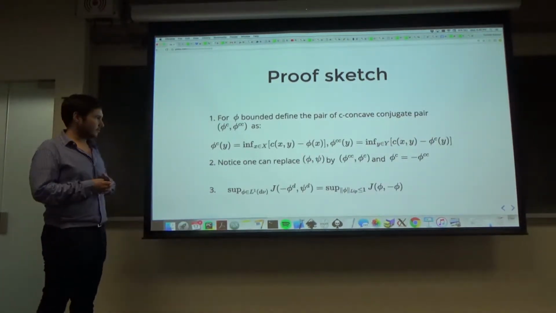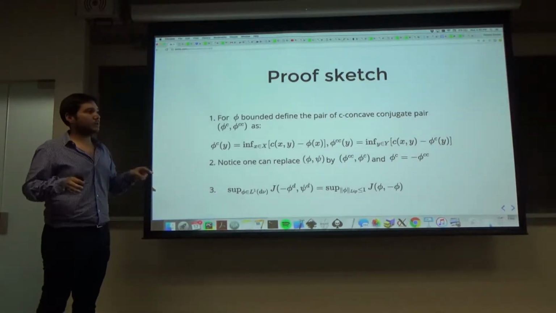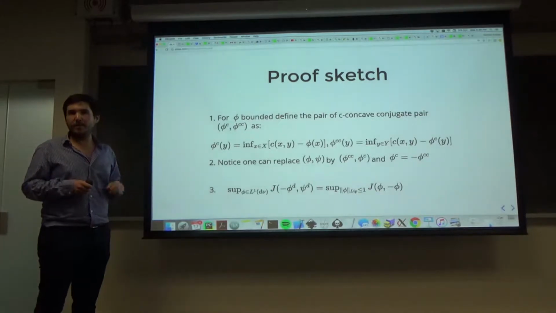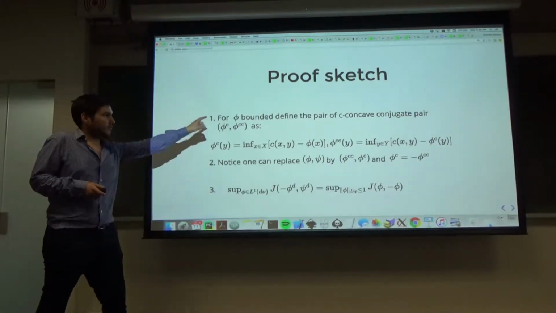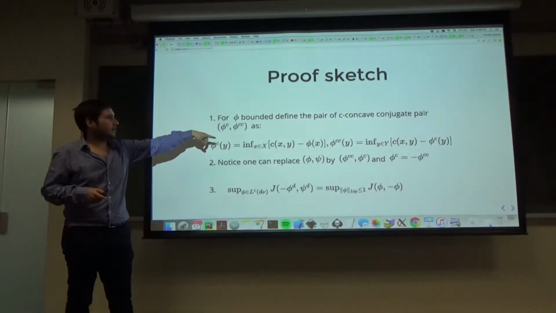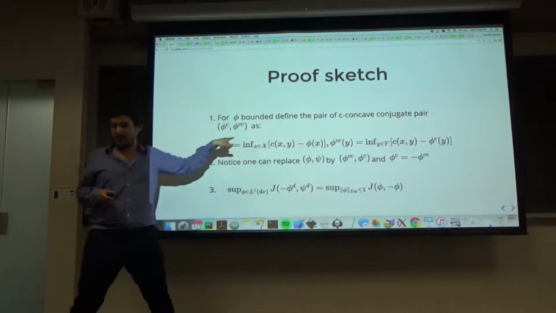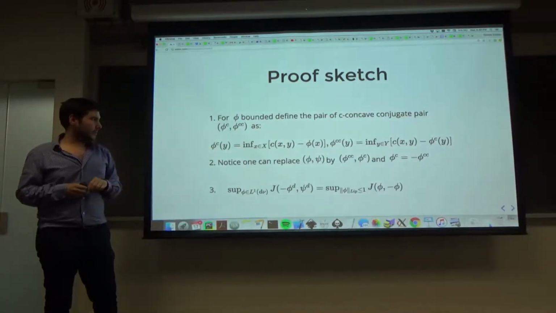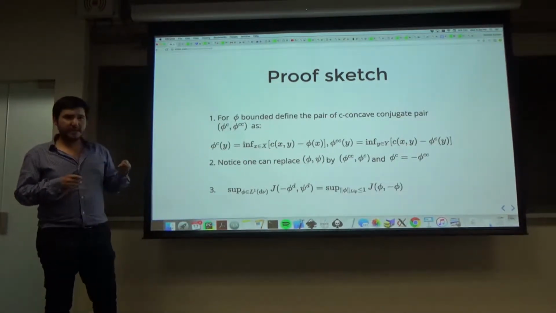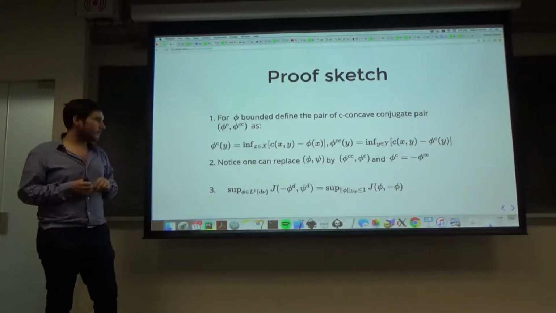To prove this, people define the c-concave conjugate pair of functions for the original one in this way, which is like the Young-Fenchel conjugate, but instead of having the product, we are going to have a cost function. So it changes a little bit. But by defining this, we get a very interesting algebra.